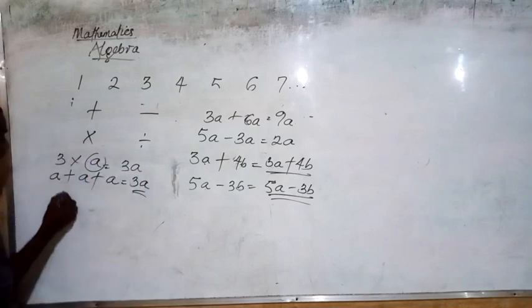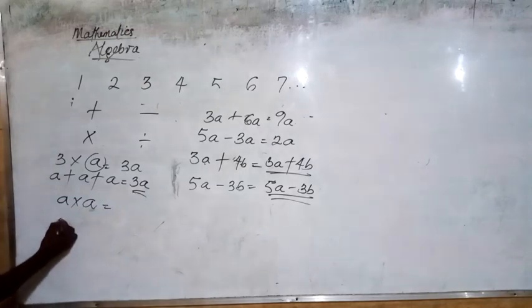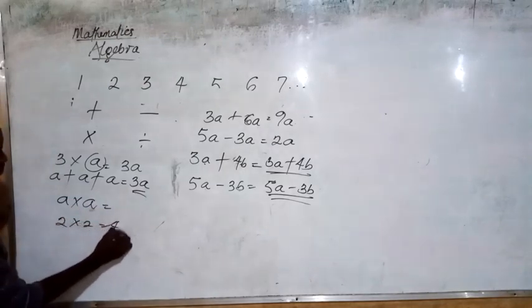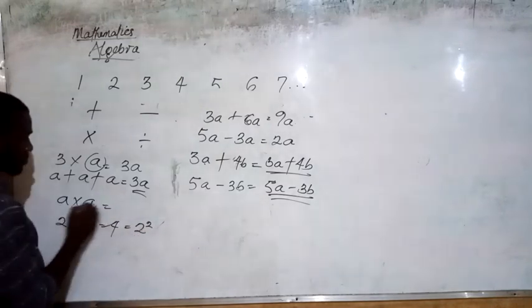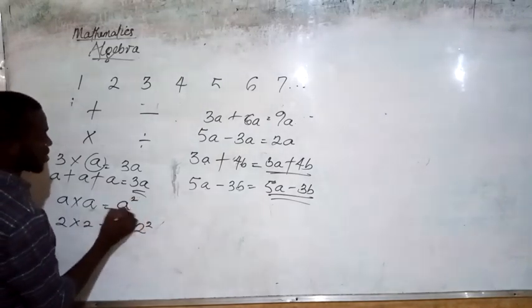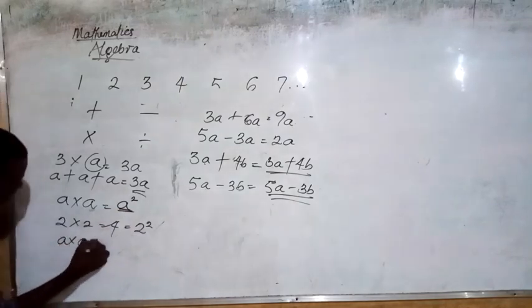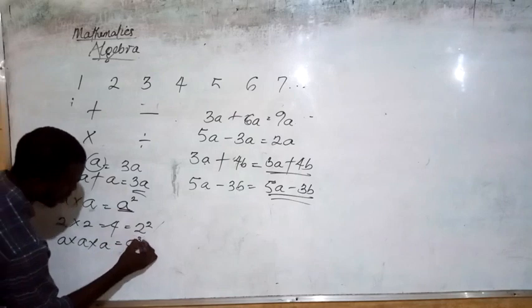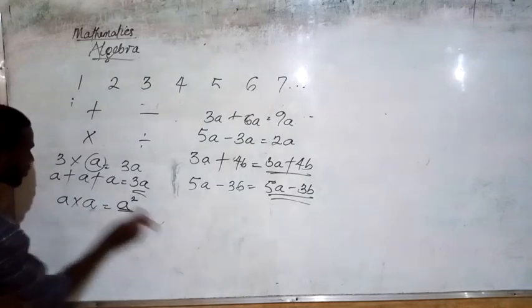So 3 times a, easily it just says 3a. Now, how about if we have a times a? A times a is just like, say, if I said 2 times 2, it means 4, which is the same as 2 squared. So the same way, a times a is going to be a squared. And a times a times a is going to be a cubed. That is a raised to the power of 3. Alright. I hope that is also clear.